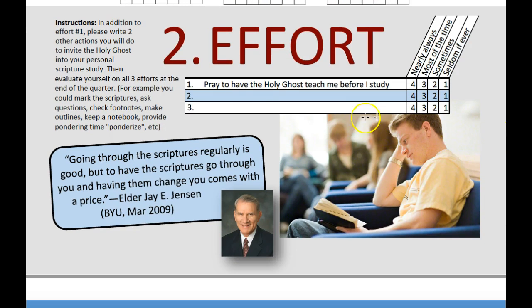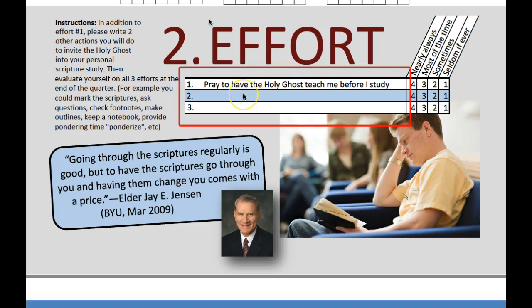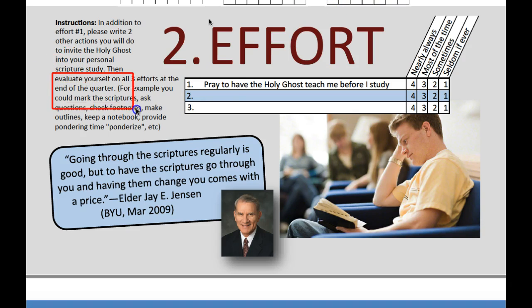The next part of this is effort. And you'll notice that in this box right here, there's one of the goals. It says to pray to have the Holy Ghost teach me before I study. And then there's a place for 2 other goals for them to be able to write down. And those are given as examples here.